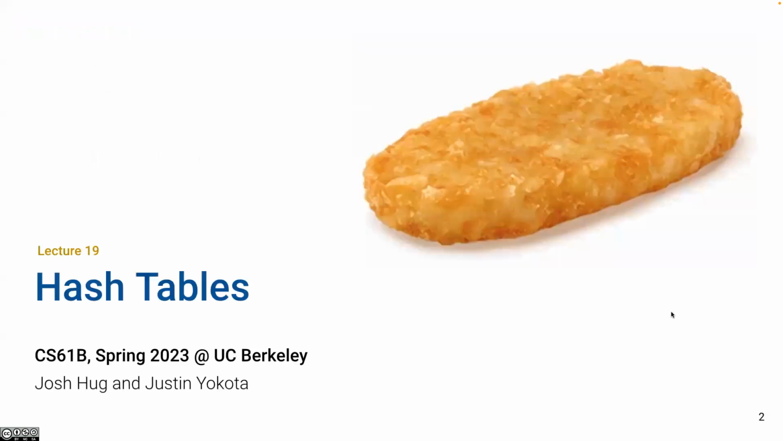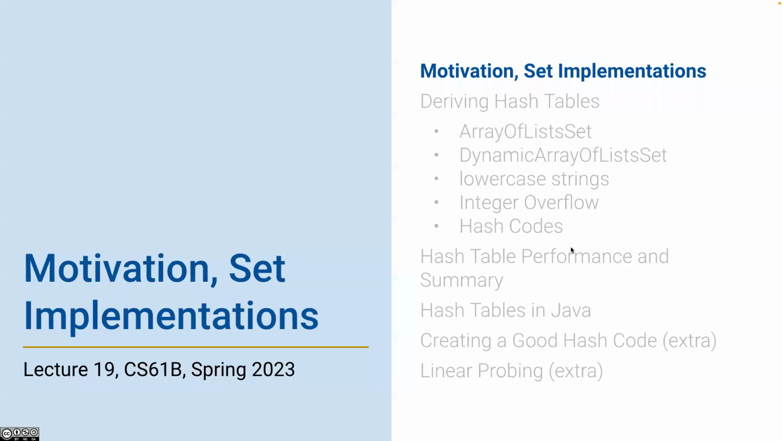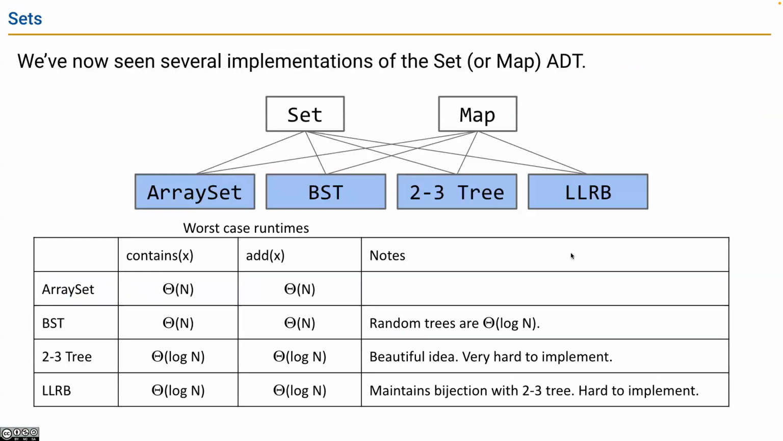Anyway, today we're talking about hash tables, which are maybe even more famous and more important than a binary search tree, and they're an alternative idea. I'm going to start by talking about sets and maps, and we've seen a bunch of different ways to build both of these things. We saw the array set in lecture 11. We saw binary search trees 3 lectures ago, then 2-3 trees 2 lectures ago, and then left-leaning red-black trees 1 lecture ago.